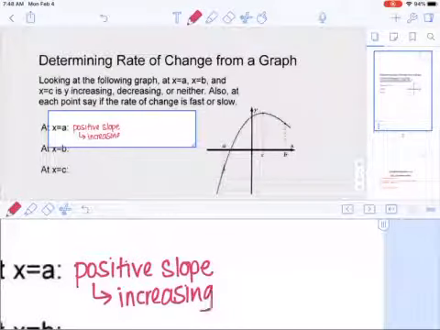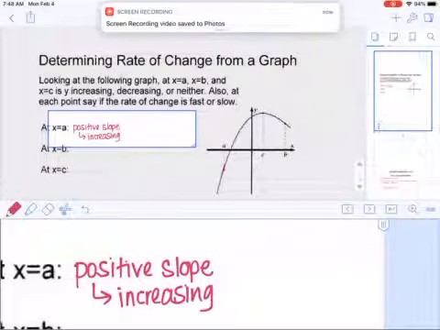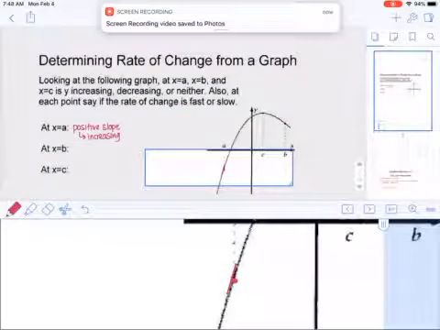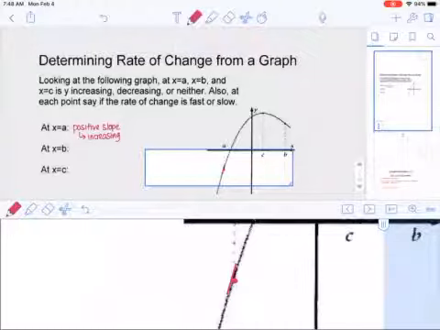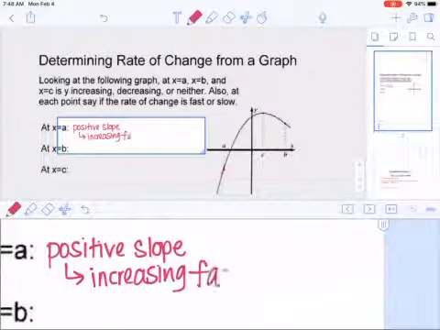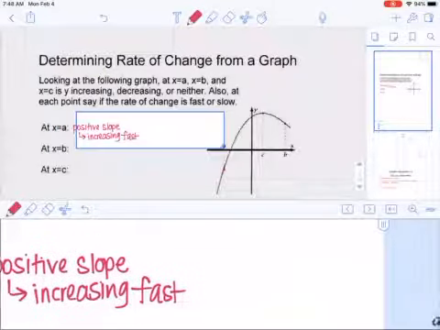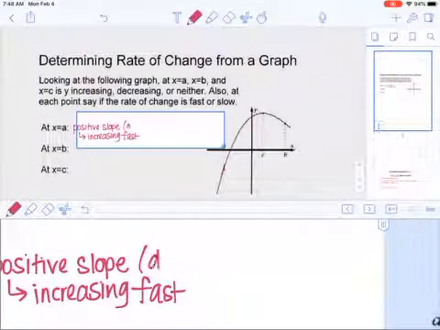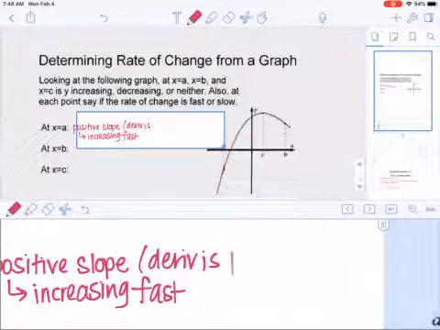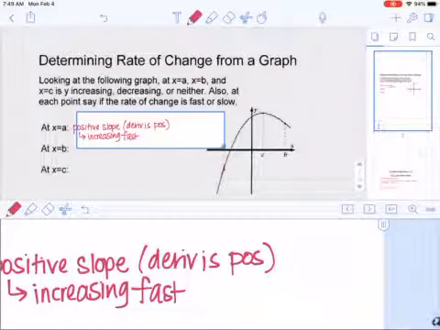Okay, and then it also says to say if the rate of change is fast or slow. Well, obviously fast or slow is a little bit of a judgment call. What I like to say is if I was going skiing, and I'm really not a good skier, if it's a black diamond, then it is likely to be something that I would say is increasing fast. This is a steep curve or a steep slope for me, and so I'd say increasing fast. Okay, positive slope is saying the same thing as the derivative is positive, because the instantaneous rate of change is the same thing as the derivative.